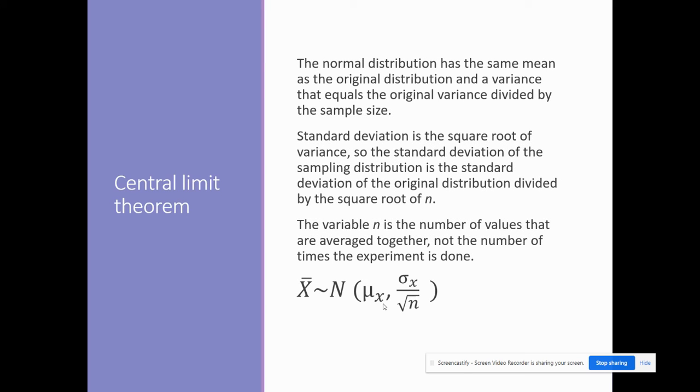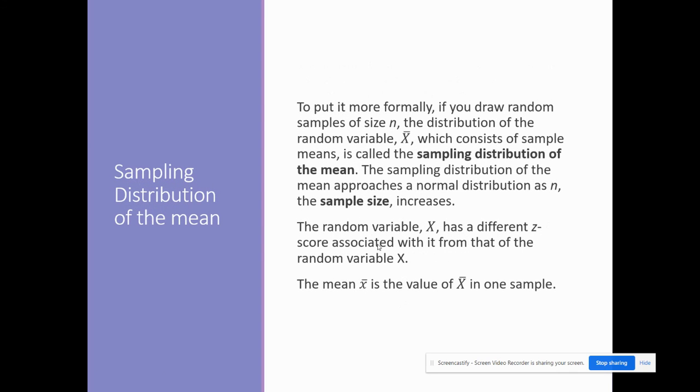Okay. So again, remember we talked about this new type of mean and standard deviation over the square root of n that we are going to use because we're going to use the central limit theorem and we have a sample size this time. So again, to put it more formally, if you keep drawing these sample sizes, the distribution of the random variable, which consists of sample means, is going to be called the sampling distribution of the mean. The sampling distribution of the mean approaches the normal distribution as n increases.